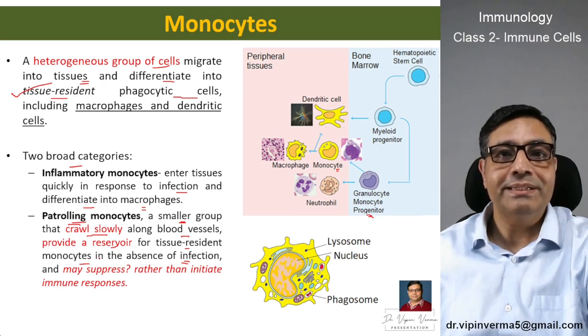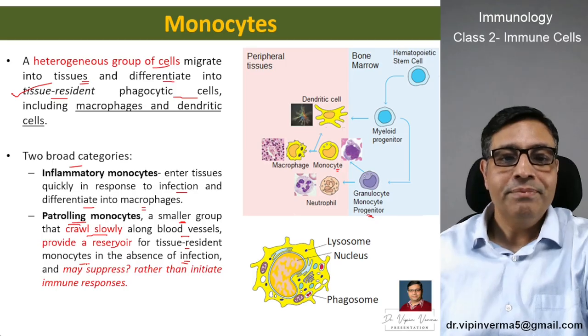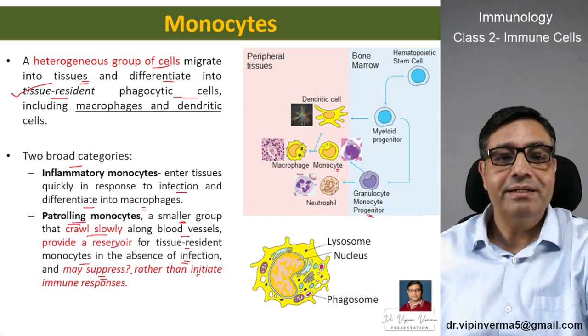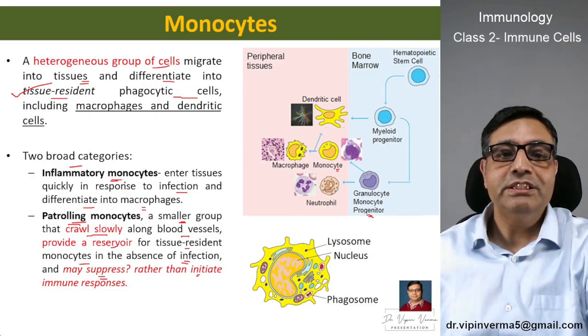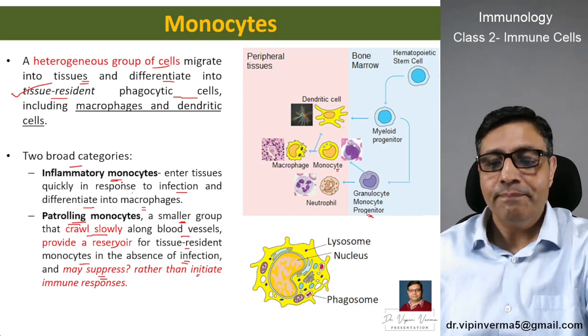So monocytes which are present in the tissue may have some functions to suppress the immune response rather than initiate it. So that is a question mark here. Research is still going on whether they are really initiating the immune response or suppressing it. But inflammatory monocytes are the monocyte class which immediately reach the site of infection and then start fighting the pathogen.